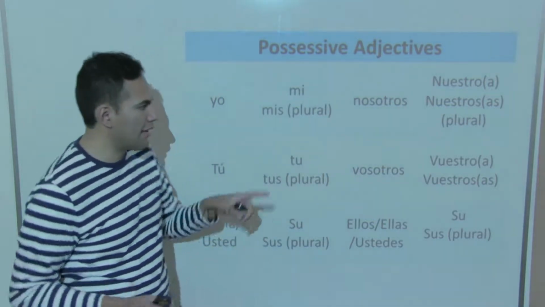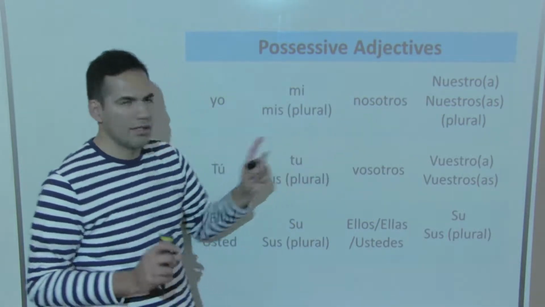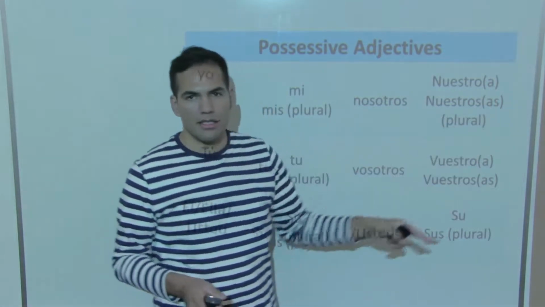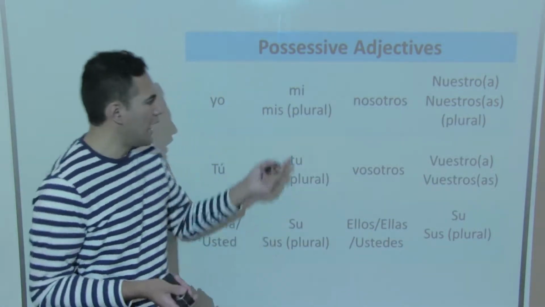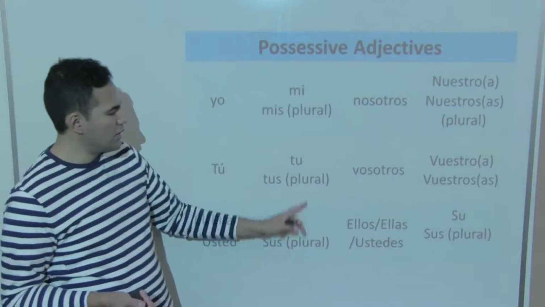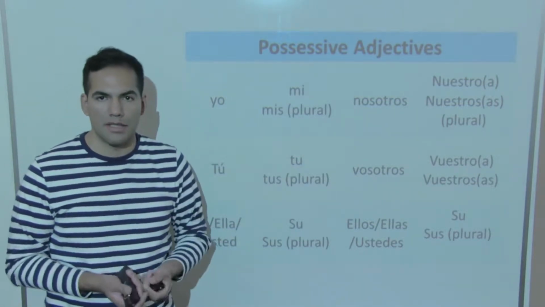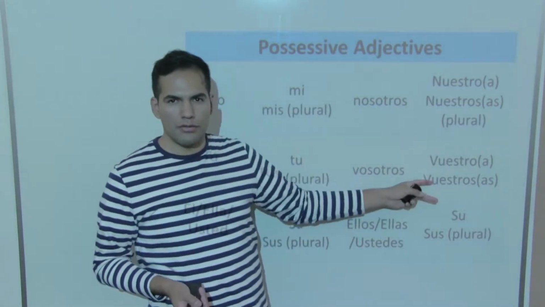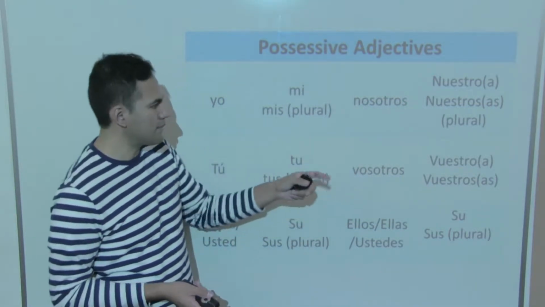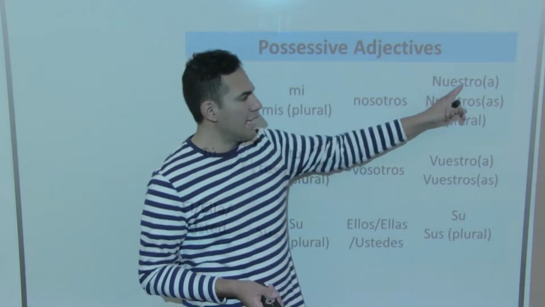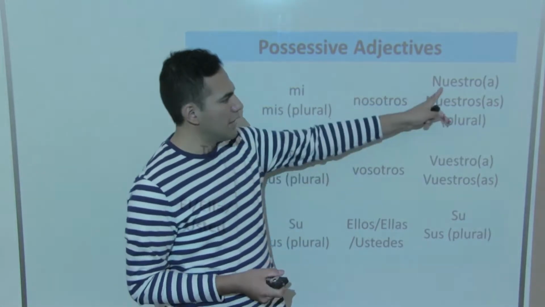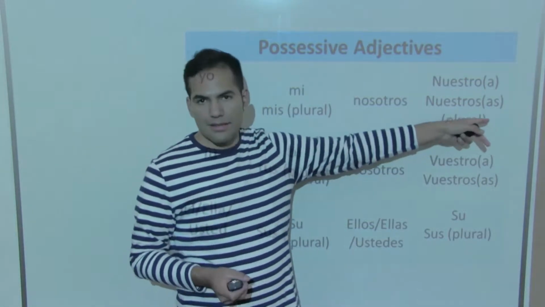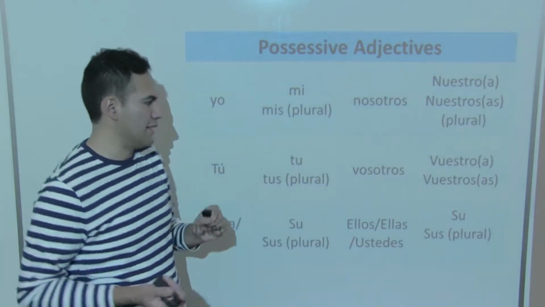But notice here that nosotros is going to have to agree with the gender of the thing you're describing. The rest of them don't have to agree with the gender of the object you're describing. Only nosotros and vosotros, but we're not going to focus on vosotros. Notice nosotros has four total forms: nuestro, nuestros, nuestra, and nuestras. So just try to keep that in mind.